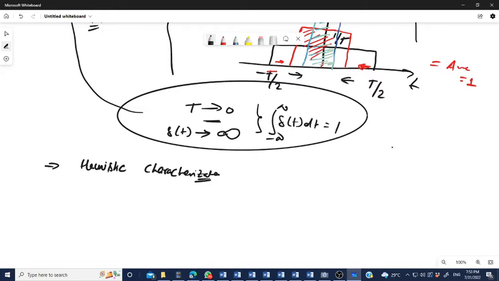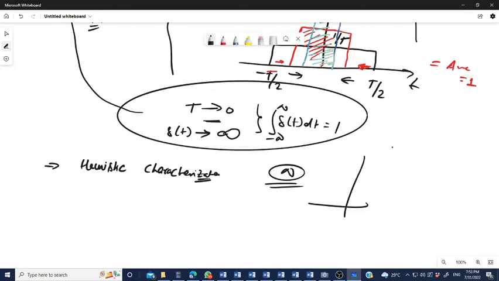Okay, the Dirac delta is not a function in the traditional sense. It is not a function. Why? Because no function defined on the real numbers has this property. The value is infinite, so it is not defined on the real numbers.